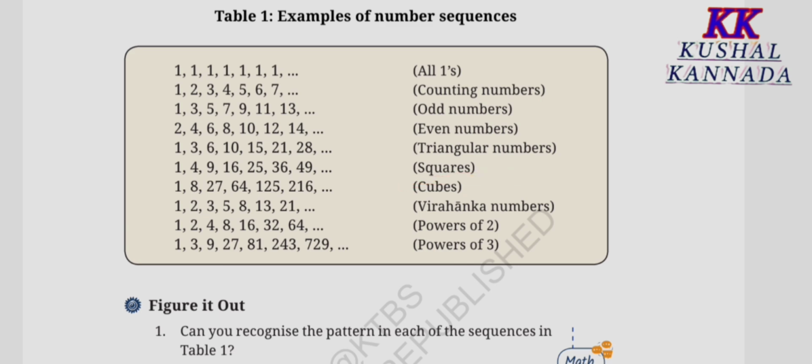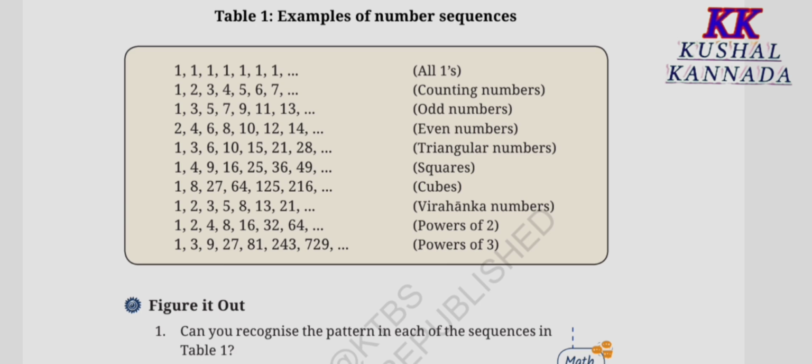Next one, squares. In the sequence, each term is the product of a counting number by itself, starting from 1, as 1 into 1 is equal to 1, 2 into 2 is equal to 4, 3 into 3 is equal to 9, 4 into 4 is equal to 16, 5 into 5 is equal to 25.